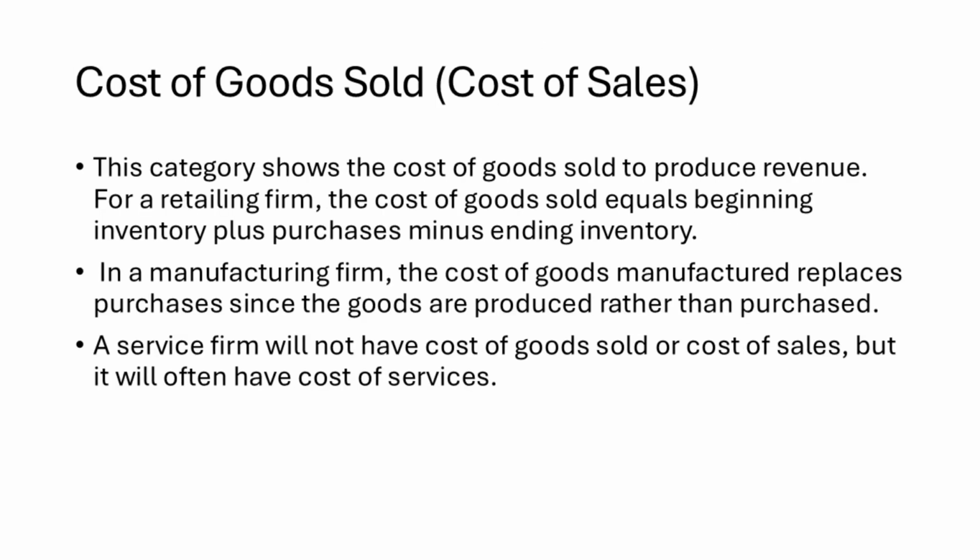Cost of goods sold, which tells us about the cost of sales. This category shows the cost of sales to produce revenues. Different types of firms think about this differently. For example, for a retailing firm, the cost of goods sold equals the beginning inventory plus purchases minus ending inventory.